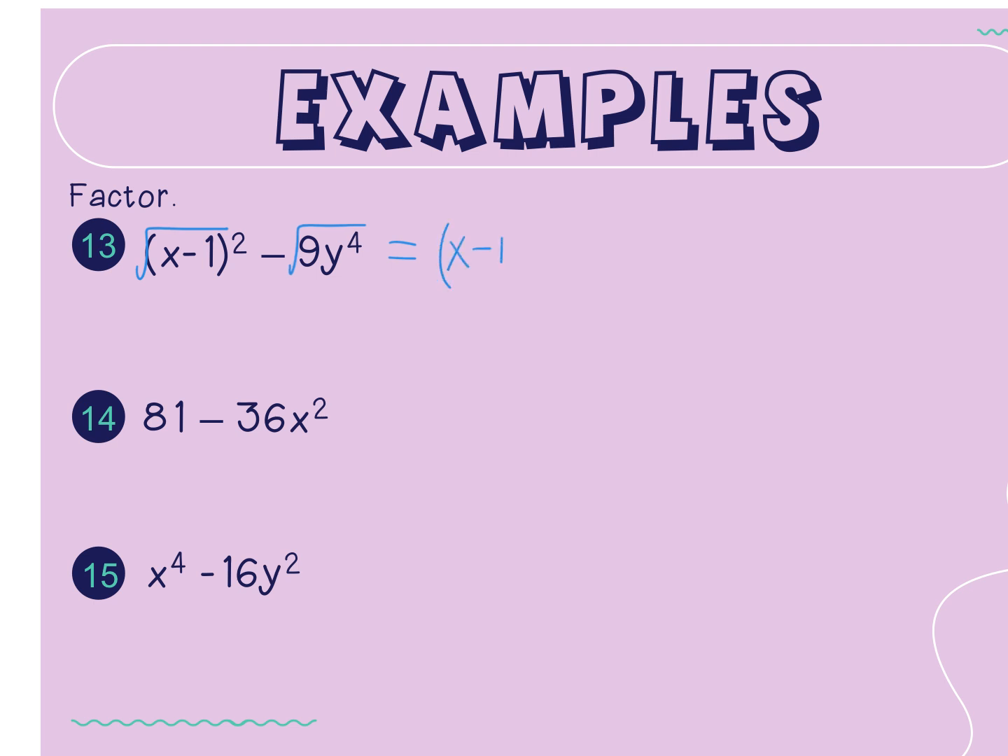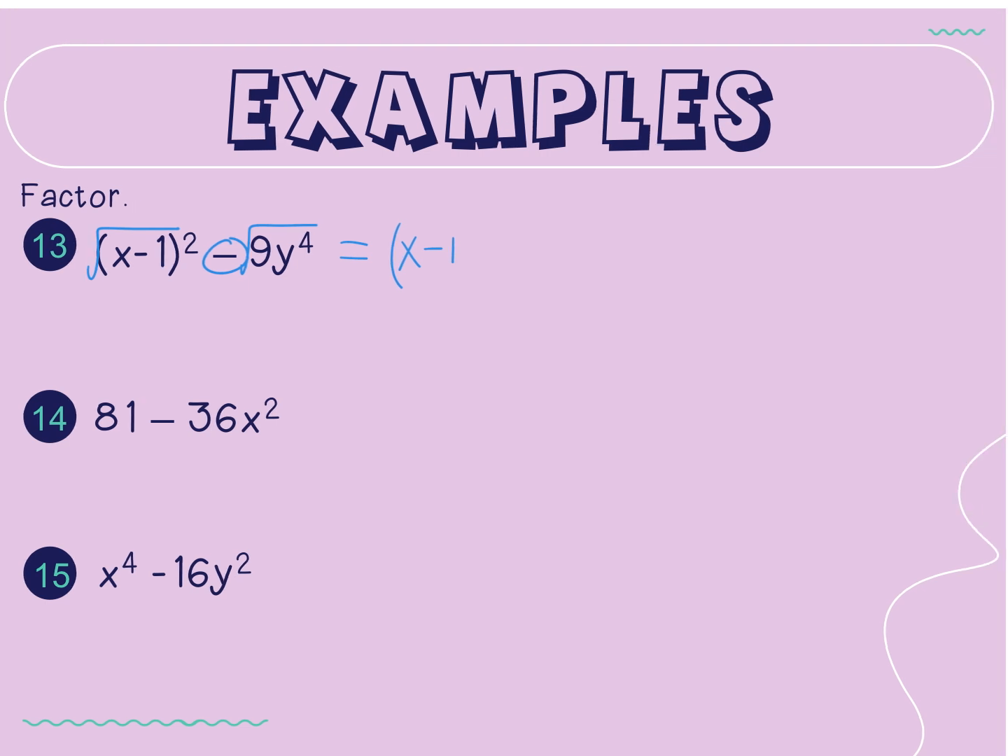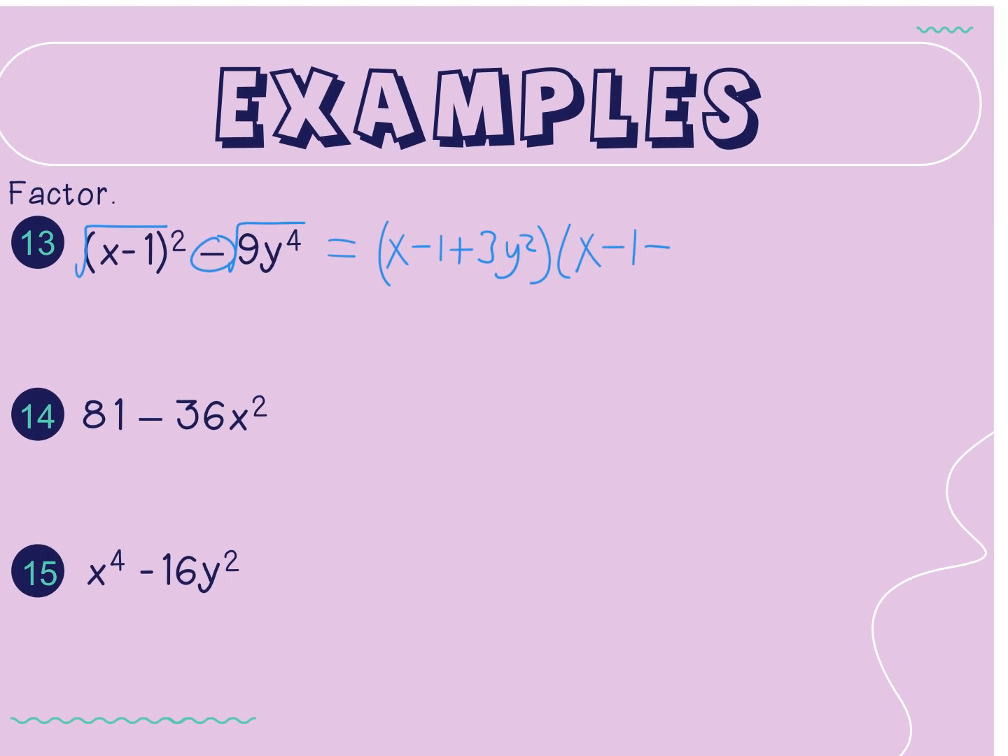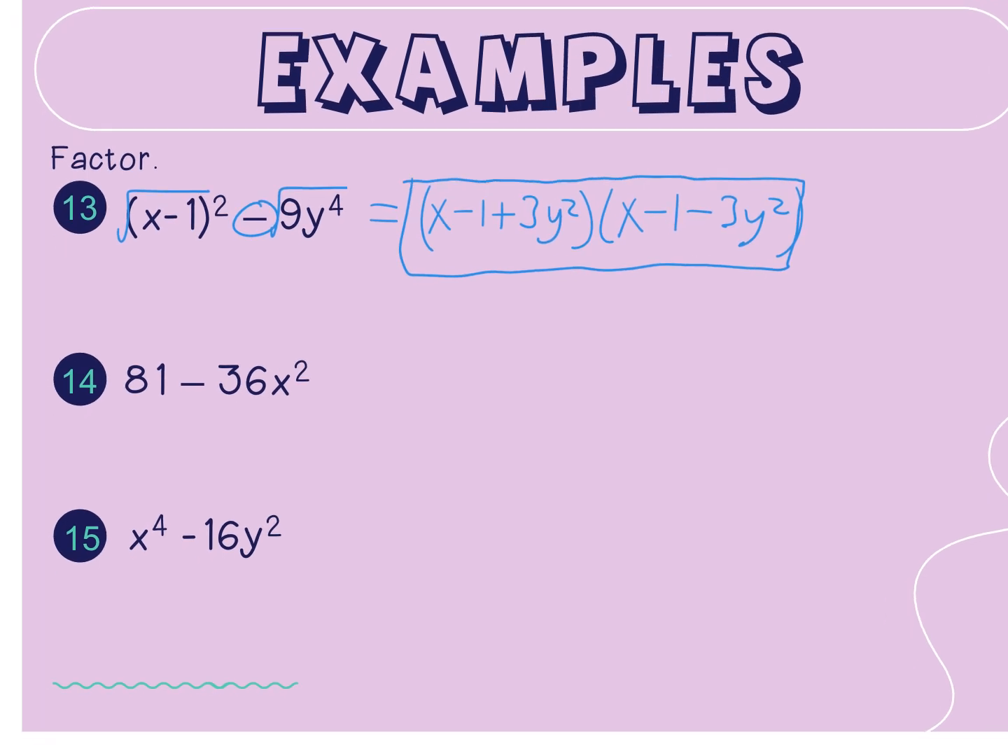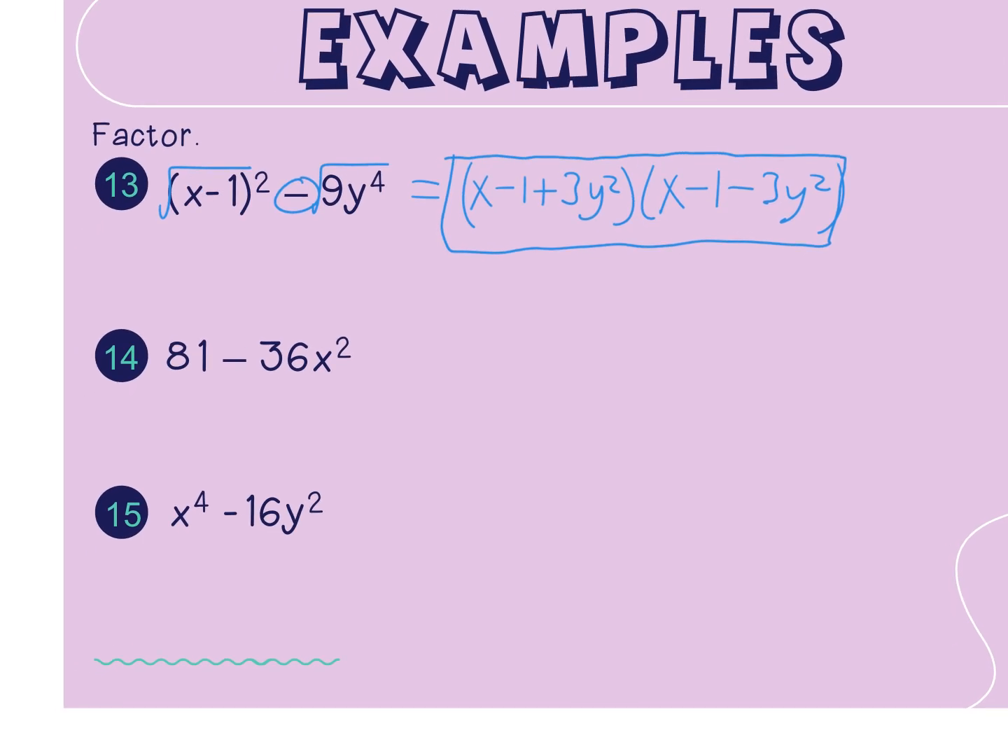There's a minus in between, so I'm allowed to do this. This is going to get me an x minus 1 plus 3y squared, and then an x minus 1 minus 3y squared. Nothing more you can do to that. I don't see any more special cases on the inside, no like terms to combine. That's your final answer.